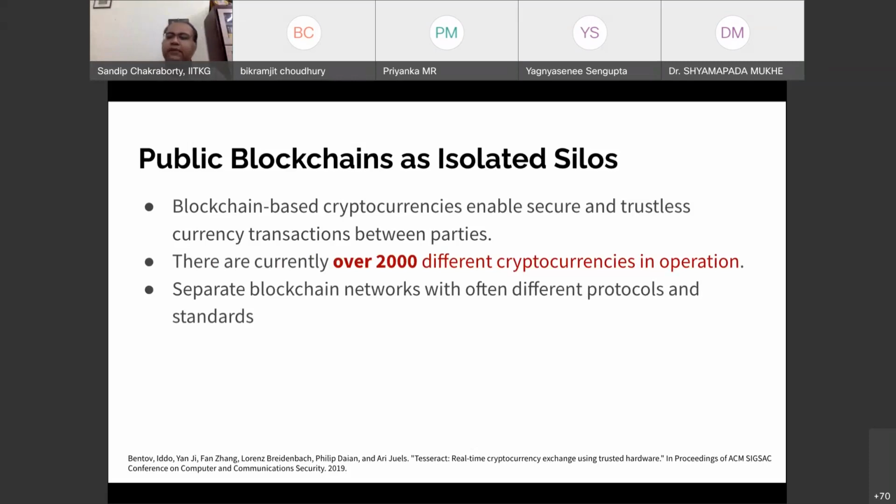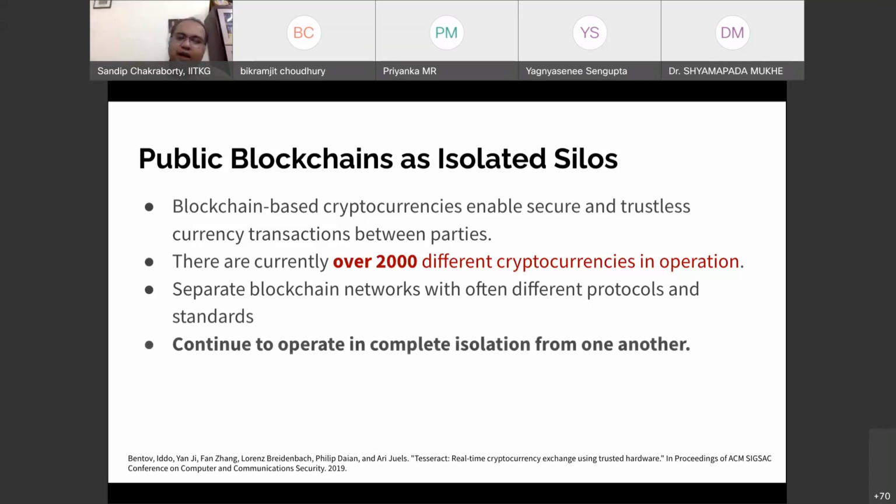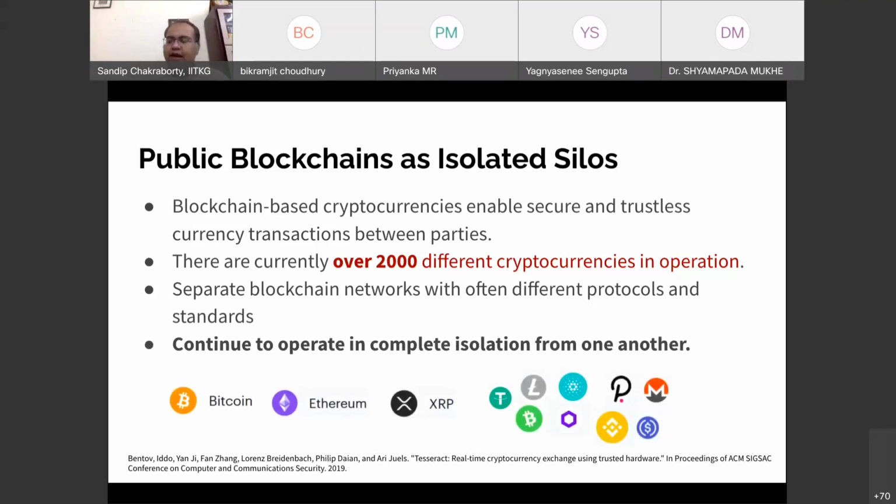So if you look into the Bitcoin network, the Ethereum network, or the Litecoin network, these networks have different sets of protocols and different ways to validate the transactions. And as I was mentioning, these networks continue to operate in complete isolation from one another, and as such, there is no connectivity between the networks. So here comes the problem of interoperability: if you want to make a transaction from a Bitcoin network to an Ethereum network or vice versa, how are you going to support it?